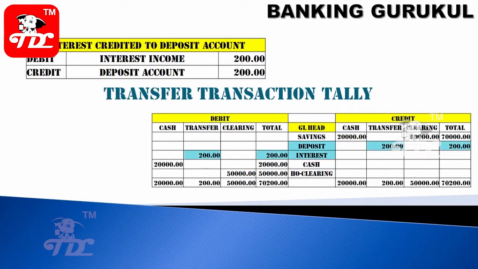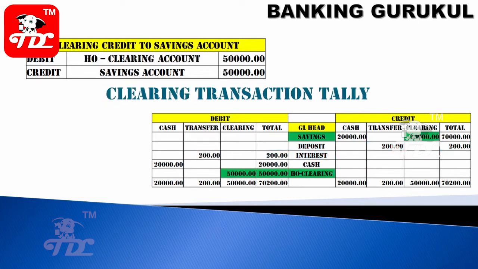Second one will be transfer. Transfer means within the bank. So you can see the transfer amount also tallied, 200 rupees, 200 rupees. One debited interest income and credited deposit account. So 200 rupees debit and credit tallied and ledgers also tallied.